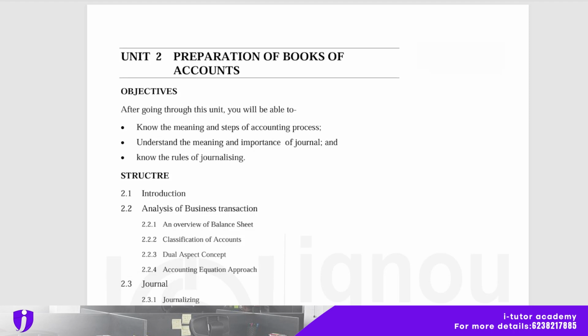In today's session, we will start with Unit 2 of MMBC 004, that is preparation of books of accounts. We just mentioned books of account in Unit 1. So let's see the objectives. After going through this unit, you will be able to know the meaning and steps of accounting process, understand the meaning and importance of journal, and know the rules of journalizing.